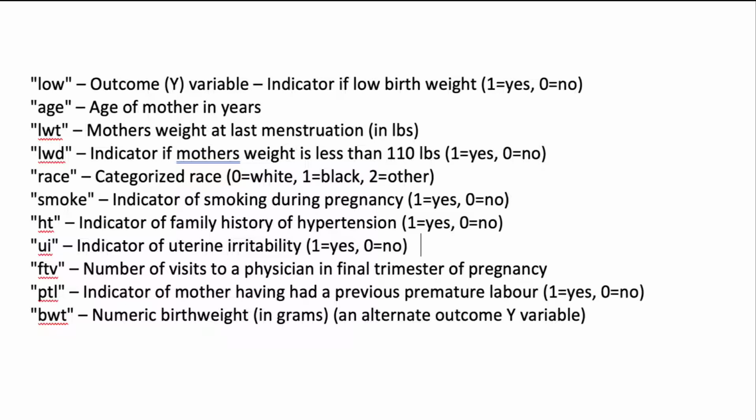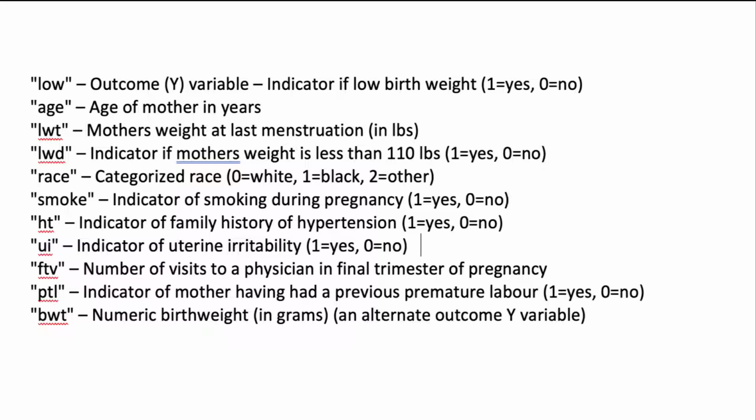And don't mind that typo where mothers is missing the apostrophe. Too late to go back and correct that now. Race is a variable recording the race of the mother, categorized as 0 for white, 1 for black, and 2 for other. Smoke is an indicator if the mother smoked during pregnancy, 1 for yes, 0 for no. HT is an indicator of a family history of hypertension, 1 for yes, 0 for no. UI is an indicator if the mother has a presence of uterine irritability, 1 for yes, 0 for no.